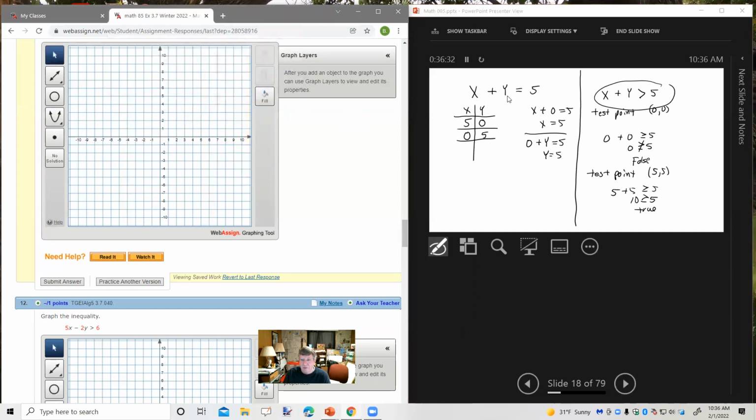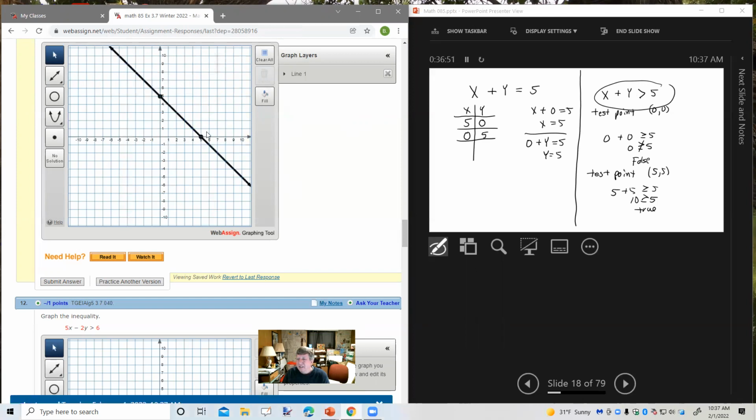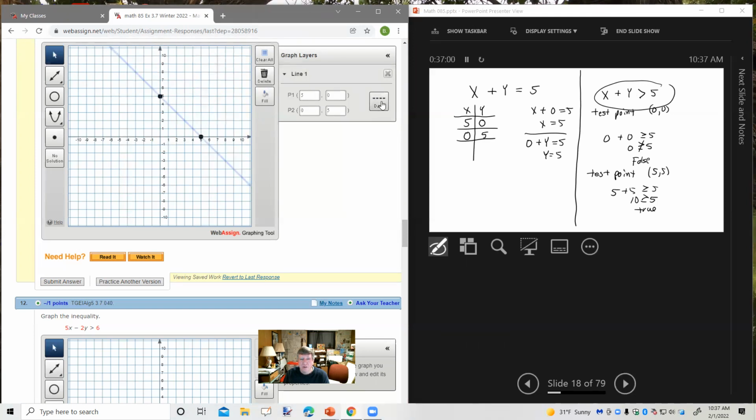And so now I would still graph the point 5, 0, and 0, 5, which would give me a line, except that, again, this is what I'm actually graphing. It does not include the equals. So this line needs to establish the boundary between the two sides, but it's not included. So what I do here is I make it a dashed line, okay?